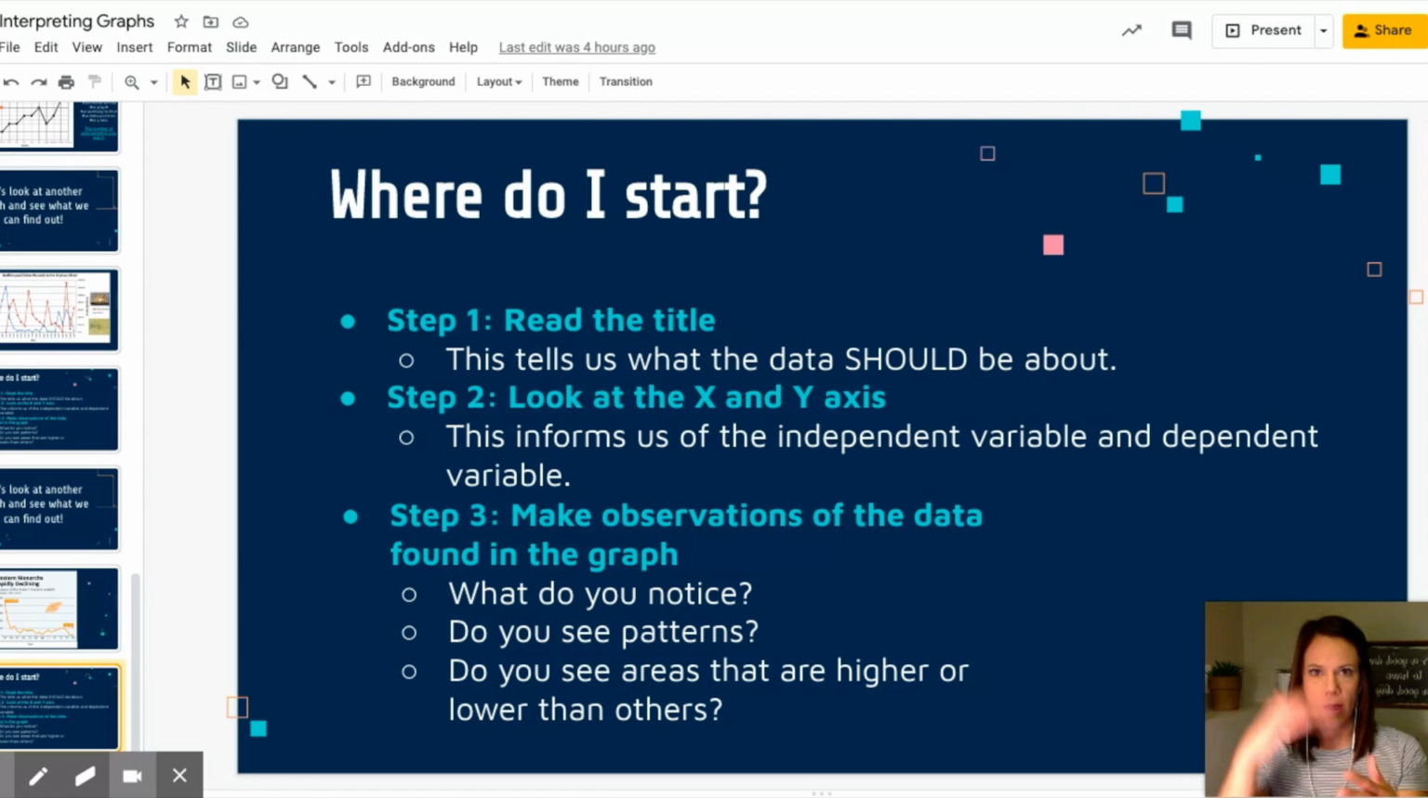Is it kind of going back and forth? Do you see patterns, trends? And then again, pay close attention if you do have to answer questions, finding that number on the x-axis and then going up and finding that on the y-axis. Okay. All right. That's all for today.